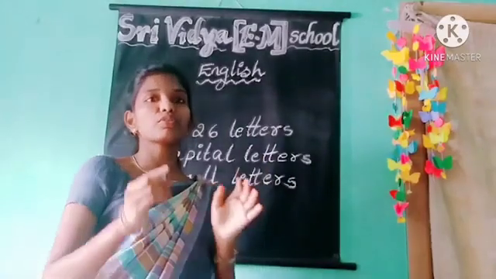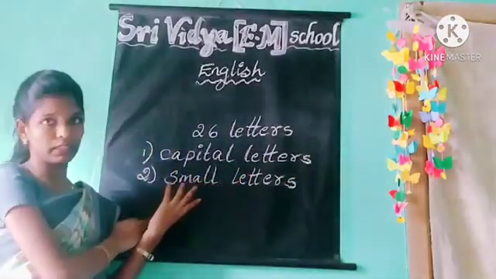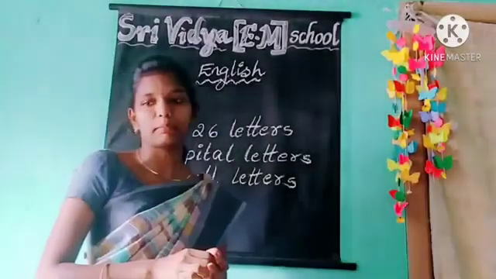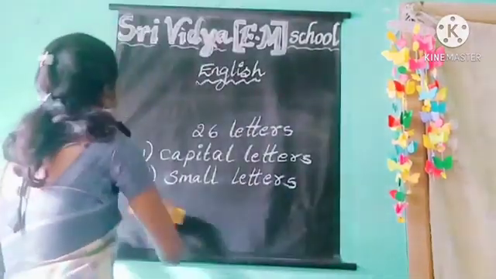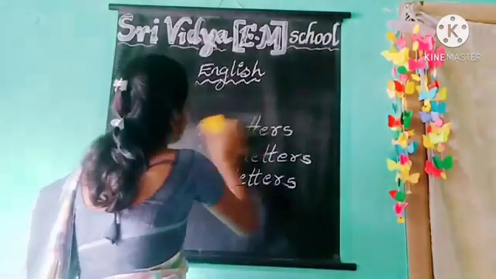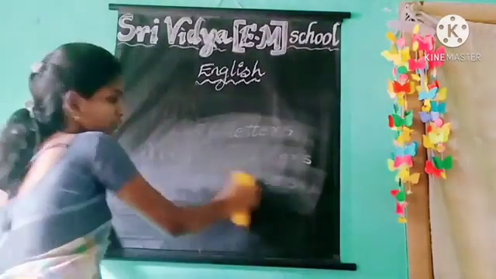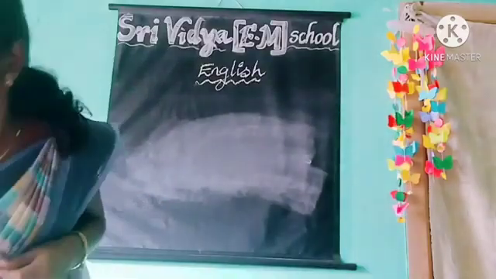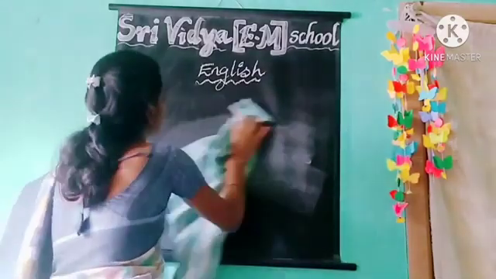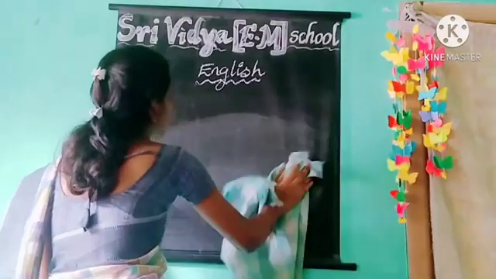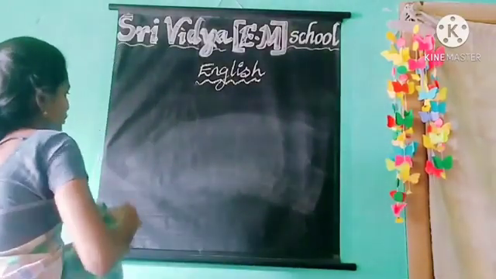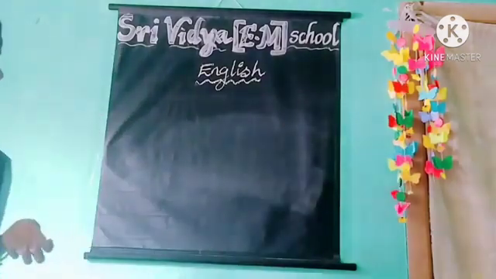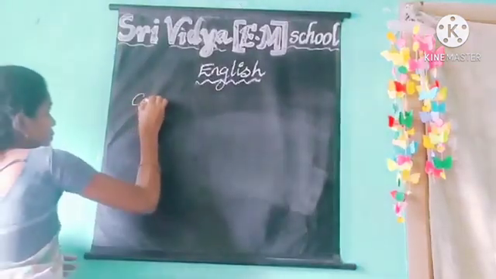Yes or no? So first I'll write the capital letters on the board and then you can follow them. Okay? So the 26 letters will be written in the capital form. So first, capital letters.